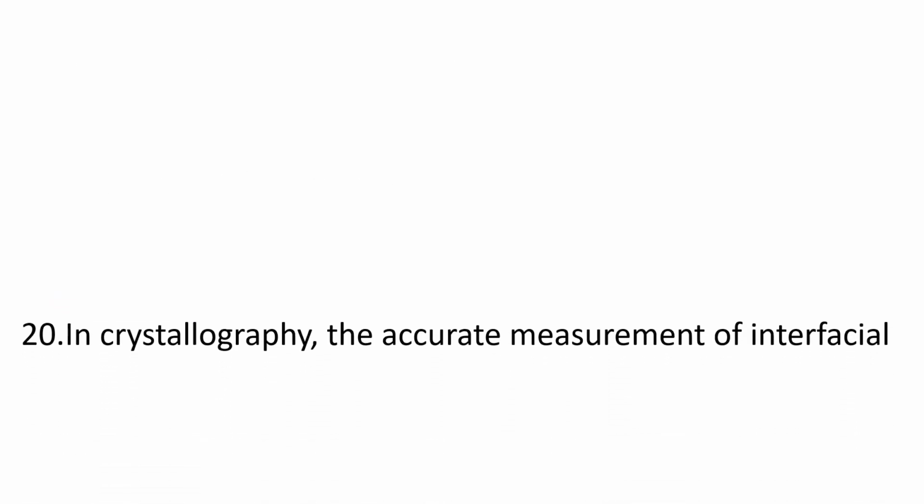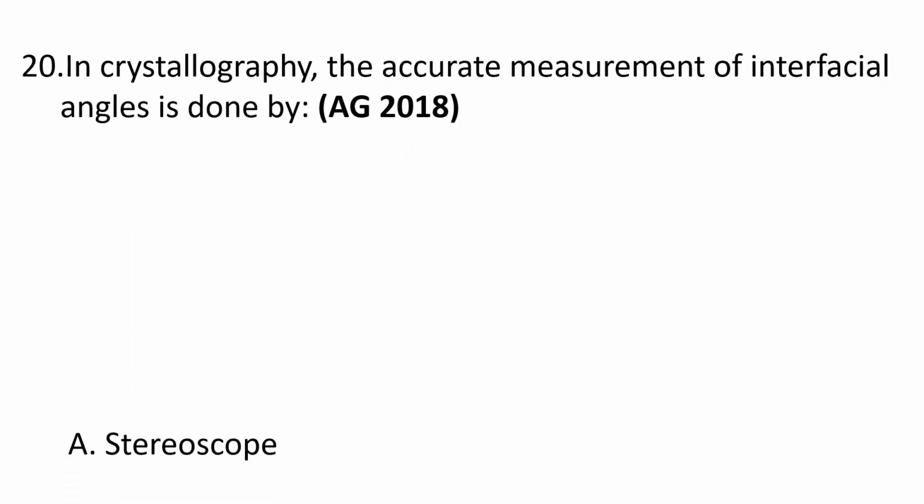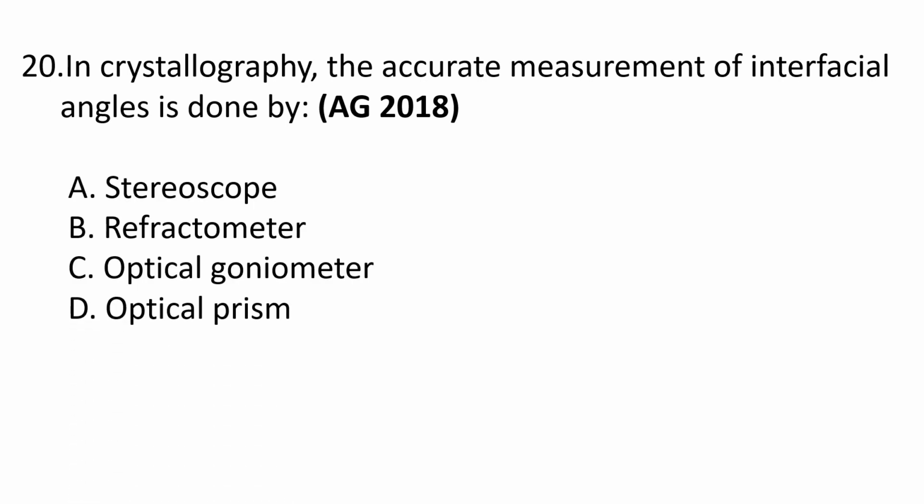Coming to the 20th question. In crystallography, the accurate measurement of interfacial angles is done by. So choices are A. Stereoscope, B. Refractometer, C. Optical goniometer, D. Optical prism. So the correct answer is C. Optical goniometer.